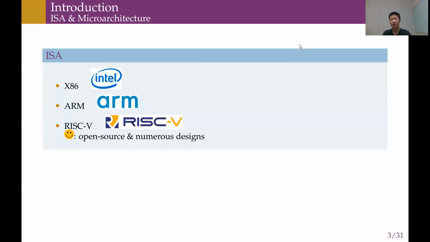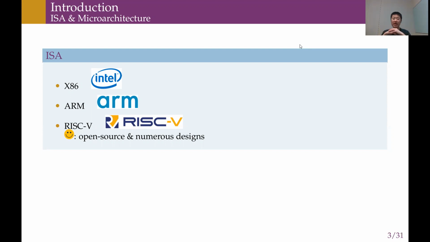As we can see, we have lots of ISAs in the world nowadays, and here I just list most of the most popular of them. For example, we have x86, we have ARM, and we have RISC-V. And RISC-V has recently gained a lot of attention from academia and industry for 2 reasons. First, it is open source. Second, it is free and we can easily get numerous designs.